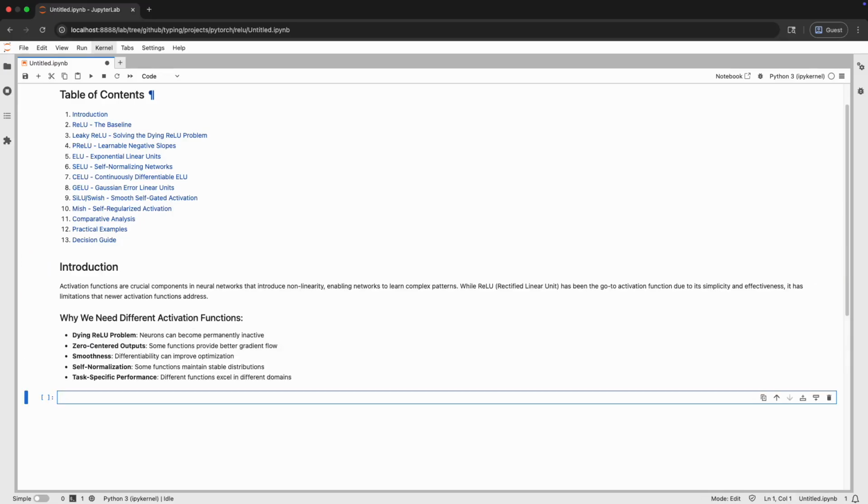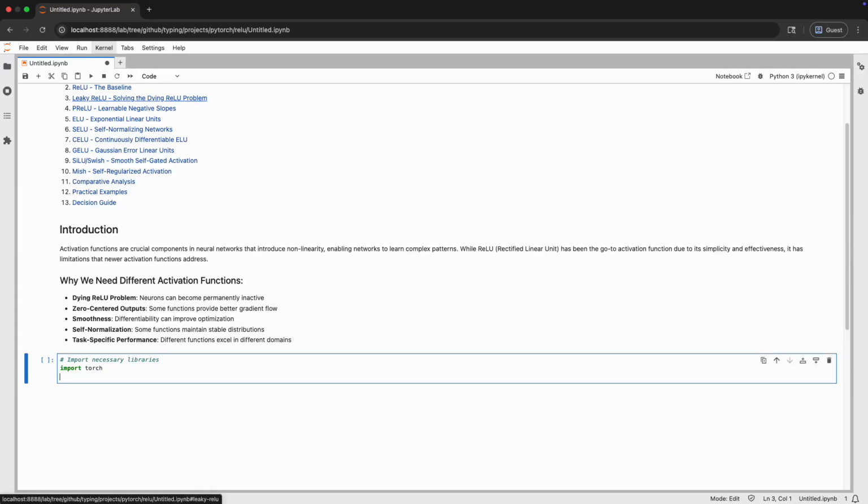Let's begin with an introduction to activation functions. These are crucial components in neural networks that introduce nonlinearity, enabling networks to learn complex patterns. While ReLU has been the go-to activation function due to its simplicity and effectiveness, it has limitations that newer activation functions address. We need different activation functions because of issues like the dying ReLU problem, where neurons can become permanently inactive, the need for zero-centered outputs for better gradient flow, smoothness for improved optimization, self-normalization to maintain stable distributions, and task-specific performance where different functions excel in different domains.